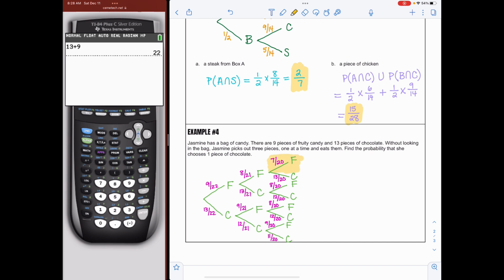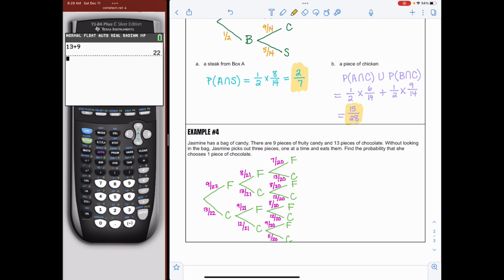7 out of 20 plus 13 out of 20 is 20 out of 20. That checks out. 8 over 20 plus 12 over 20 is 20 over 20. So that checks out. And then last but not least, 9 over 20 plus 11 over 20 is 20 over 20. So that checks out. So I know that my tree diagram is correct.